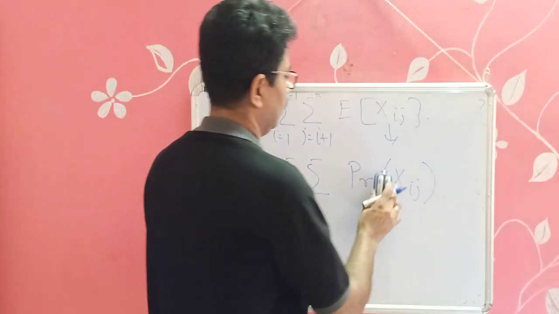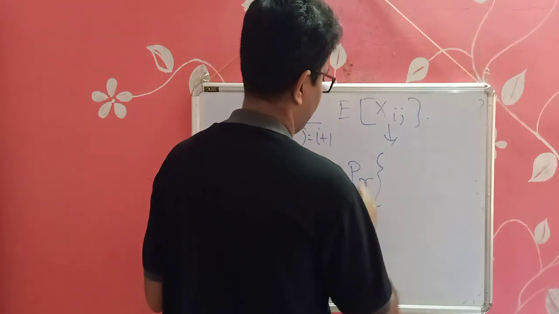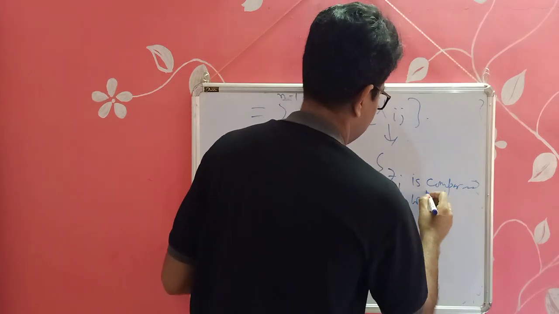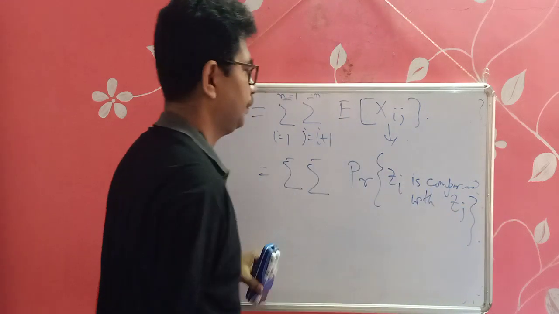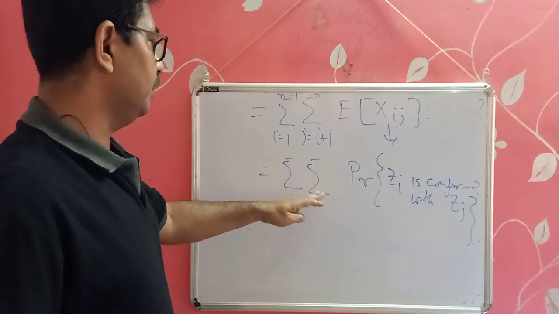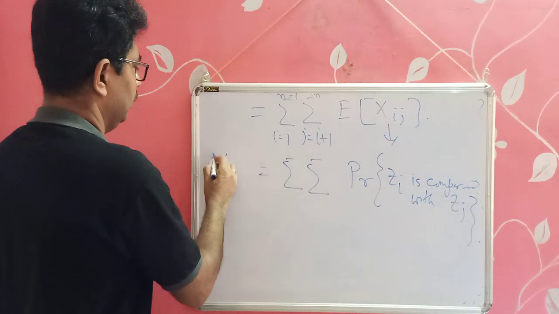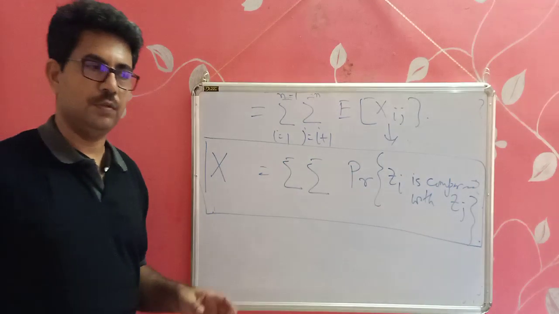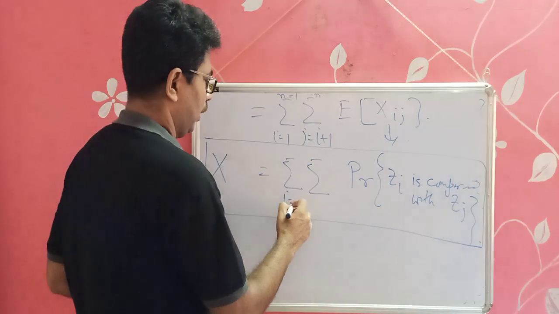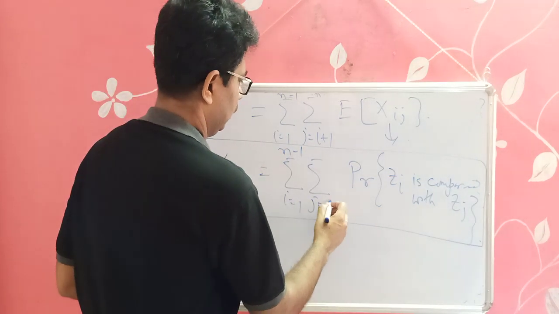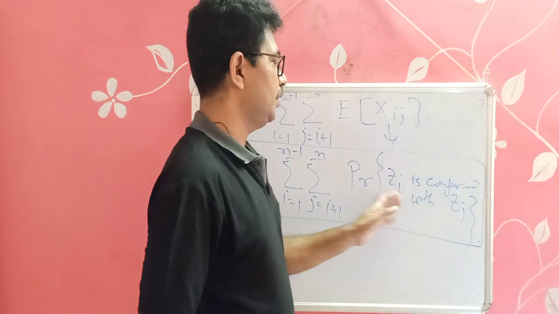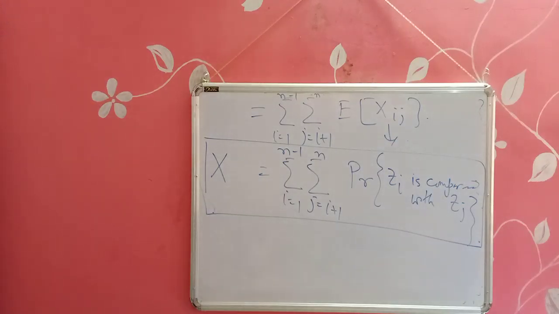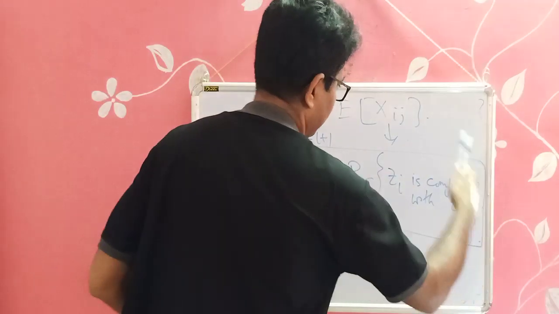So instead of writing the event this, we can write the probability that Zi is compared with Zj. Okay, so if we can find this value, then we can find X. So here we can write that the total number of comparisons required is the sum of i equals 1 to n minus 1, j equals i plus 1 to n, the probability that Zi is compared with Zj. Okay, now let us try to find this probability.